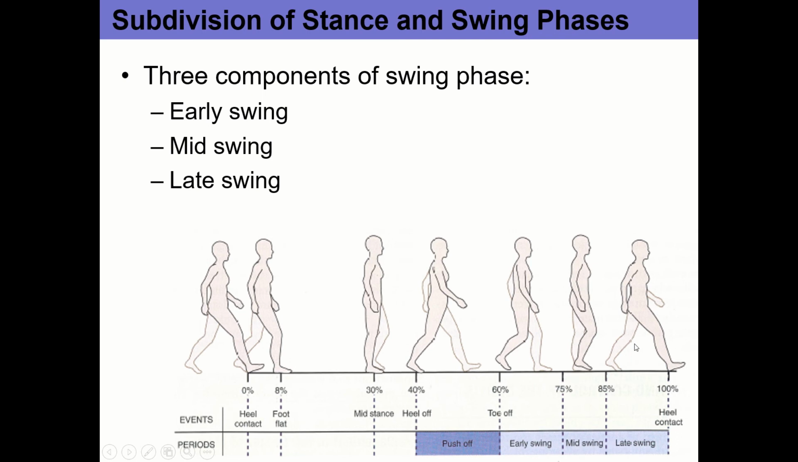Then we move into the late swing phase, which is where you continue to flex the hip and then you start to extend the knee. So knee extension is going to be one of the big markers of the late swing phase.